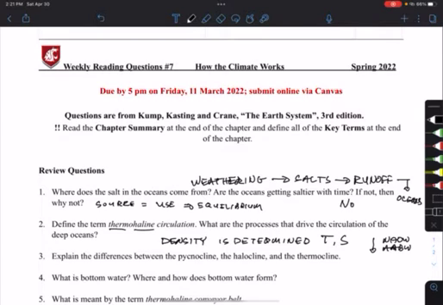Explain the differences between the pycnocline and the halocline and the thermocline. So the pycnocline tells us about density. This is the density profile with depth. This is the salinity profile with depth. And this is the temperature with depth. That's what these represent. And so that's how they're different.